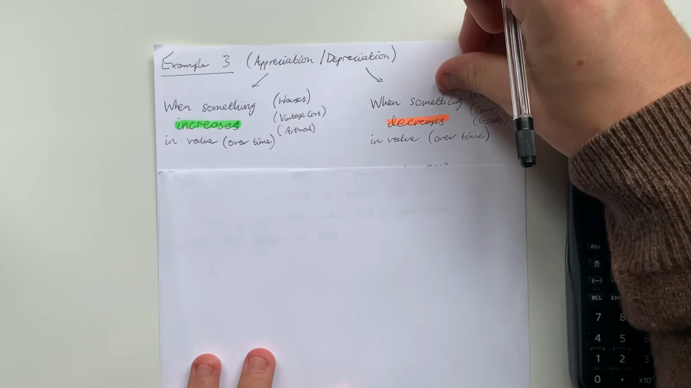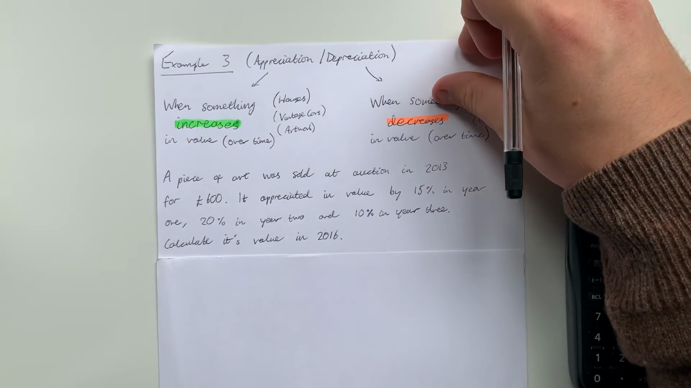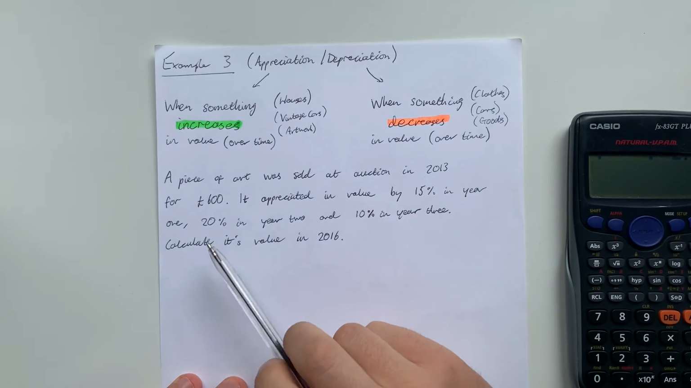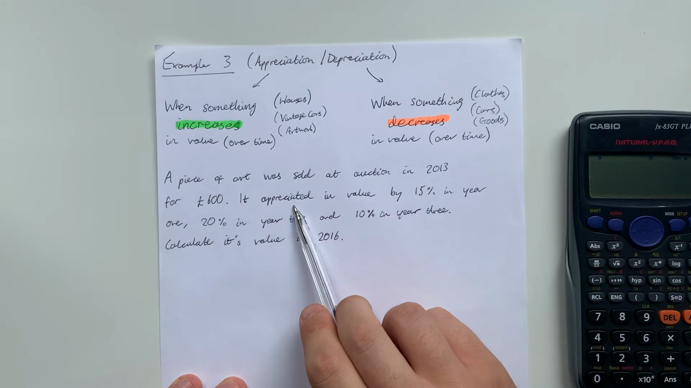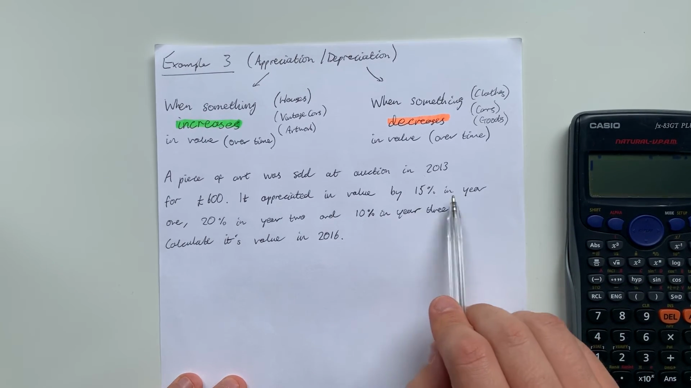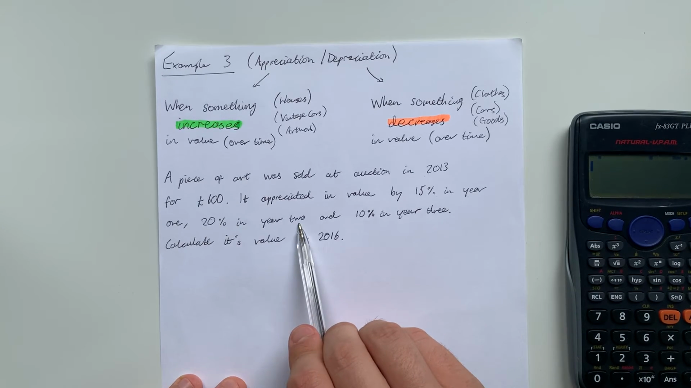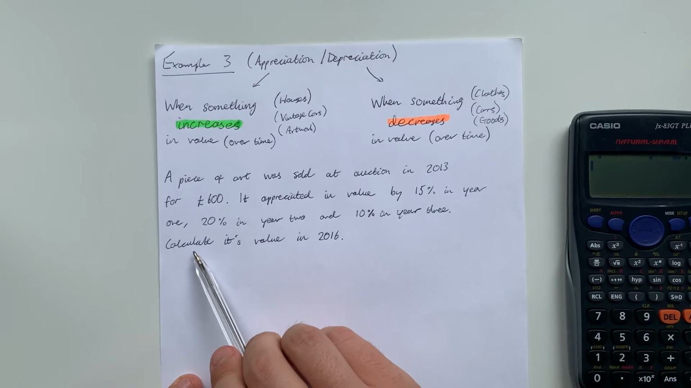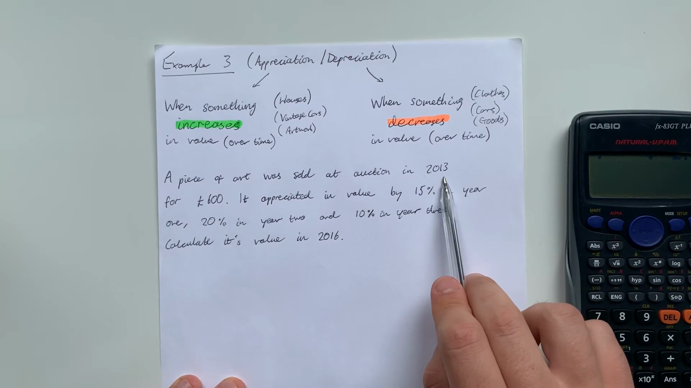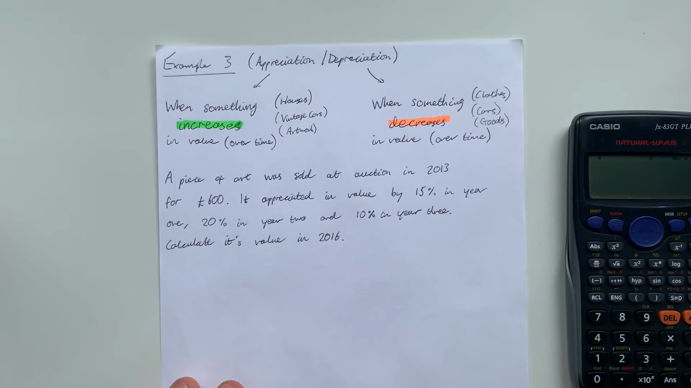Okay, so let's get down to business here and have an example. So I have taken the example of a piece of art. A piece of art was sold at auction in 2013 for £600. It appreciated, so we need to know what that means, in value by 15% in year 1, 20% in year 2, and 10% in year 3. Calculate its value in 2016, i.e. 3 years later. Okay, so let's do this.